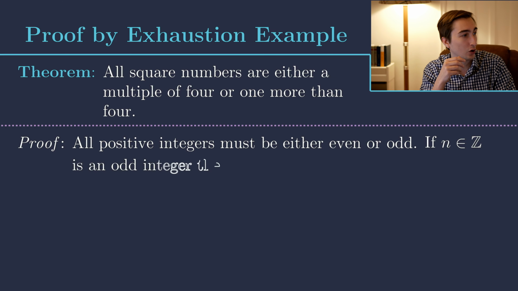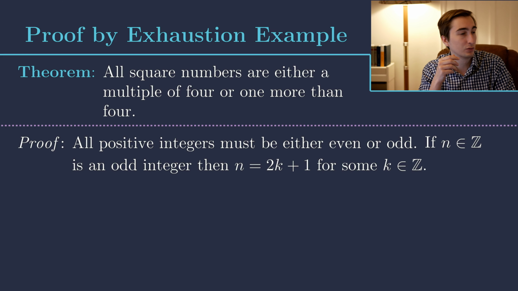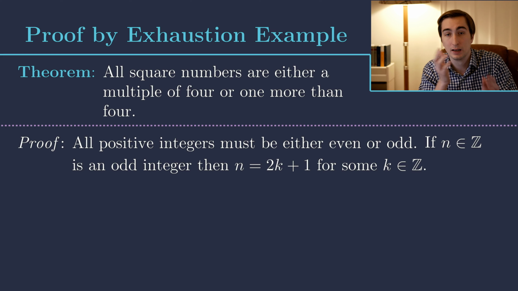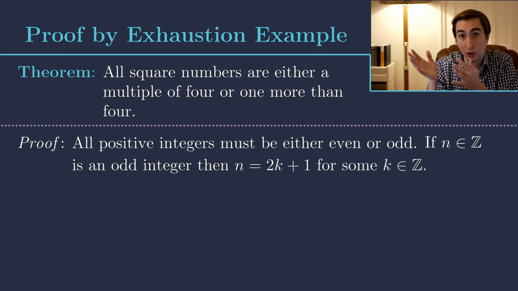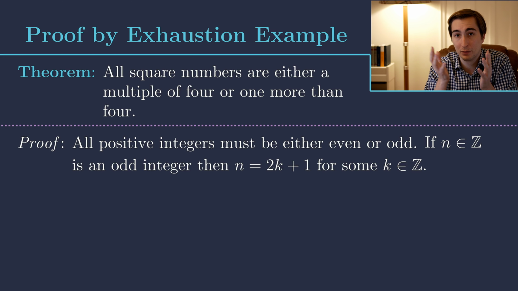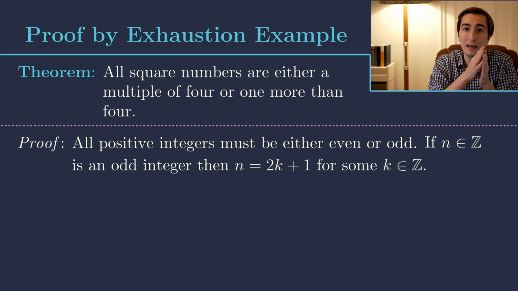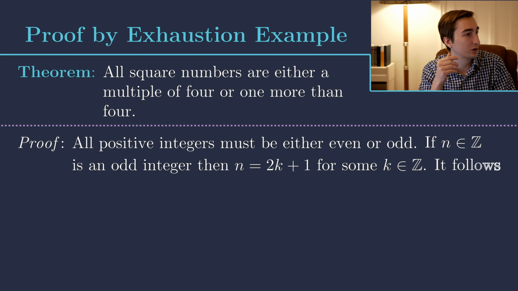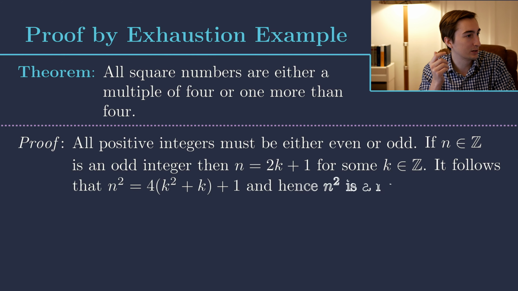We're going to consider when n is odd. If n is odd, then it must follow that n is equal to 2k plus 1 for some k in Z, the integers. That just follows from the definition of what it means to be an odd number: it's one away from an even number. So now let's square that and see what we get. If we square it, n squared, we get this number here.